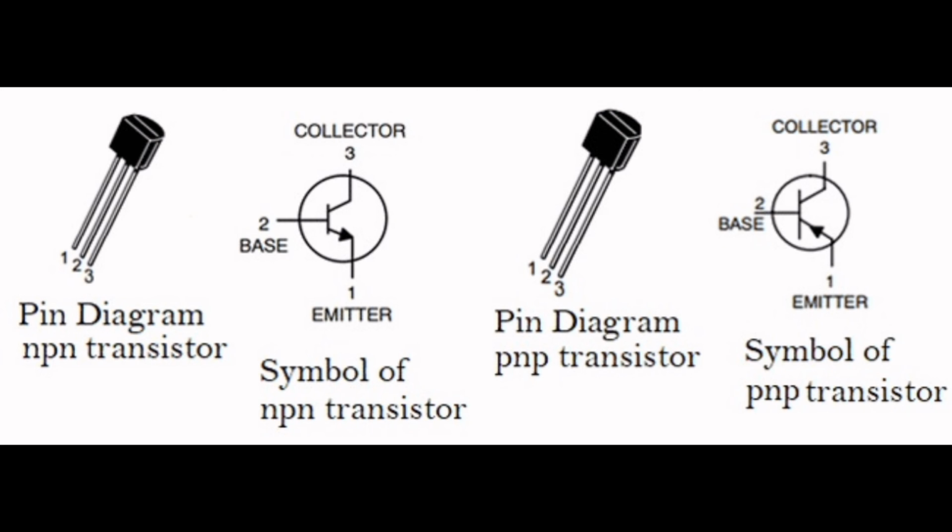As you can see here, these are the differences between NPN transistor and PNP transistor. Both have collector, base, and emitter, but you can see the difference in the direction of the arrow. For the PNP, the arrow is pointing inward, while for the NPN transistor, it is pointing outward from the base. That is the physical difference that we can see between the NPN and PNP transistor in the circuit.